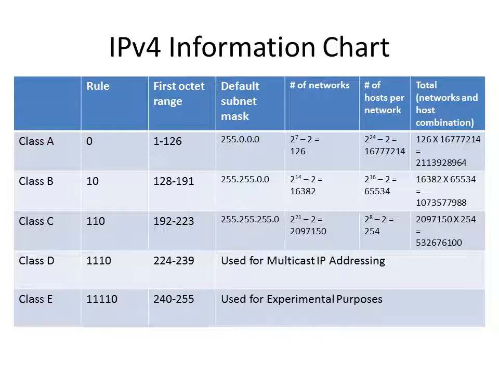So the default subnet mask for Class C address is 255.255.255.0, or the first 24 bits of the IP address belong to the network ID. And the number of networks in a Class C range is roughly 2 million, and the number of hosts per network is about 250. It's 254, and the total network and host combination is 532 million.